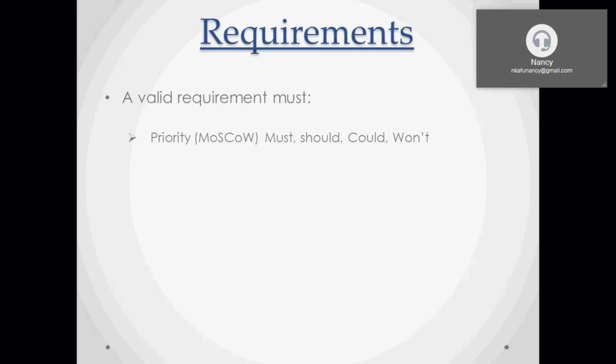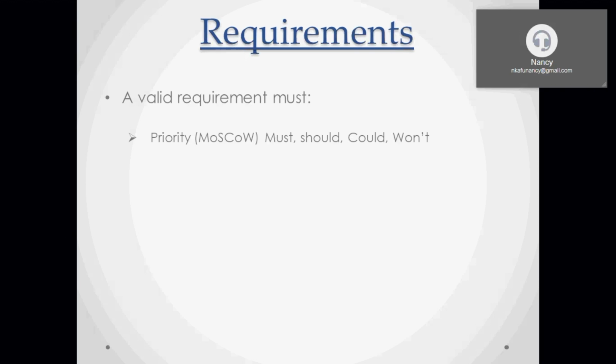You need to have a priority for your requirements. Like we discussed last week, you have must, should, could, and won't. You understand? So anytime you write a requirement, if your priority is missing, your requirements documentation is wrong. Every requirement must have a priority. Is it a must, should, could, or won't?